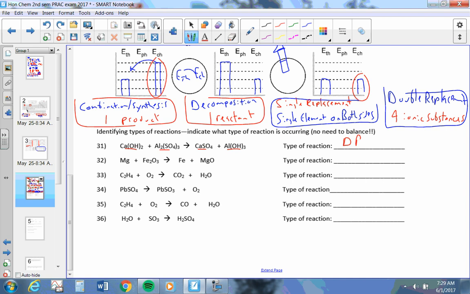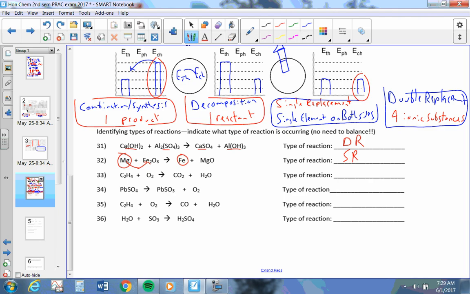Double replacement. The next one has a single element here and a single element here. The magnesium kicks out the iron and makes iron dance alone. That is a single replacement, an element on each side.